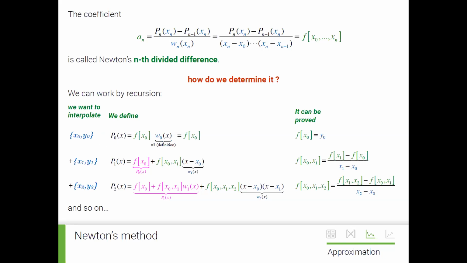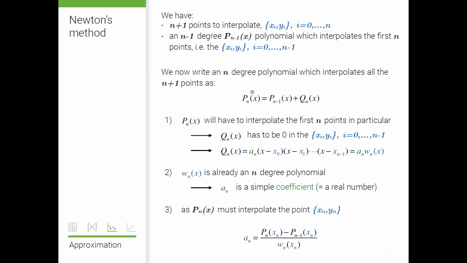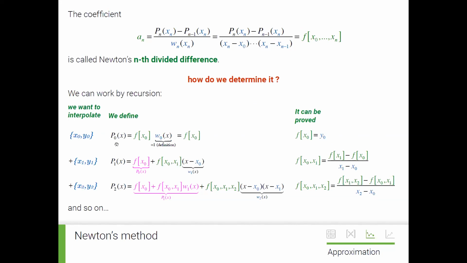Yes? Because here we have just the first node, x0, y0. It is just P0 of x, and it equals f of x0 times this w0 of x. You can see here we will put P0. Let me try to write here. So it will be P0 in this case. And this is w0.